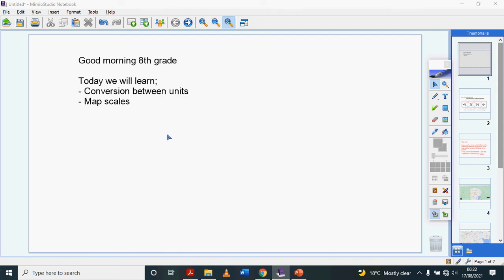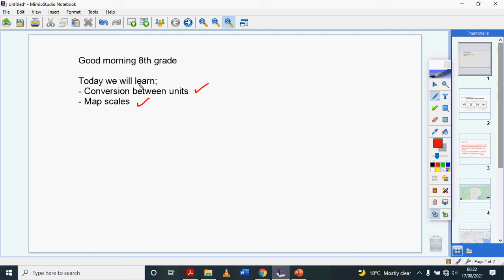Good morning, 8th grade. Today we'll talk a bit about conversion between units, and then we'll introduce map scales. Then we'll start using your textbooks, because you might be wondering, when do we start using the textbooks? Well, this is the chance. After today, we'll be using the textbooks, I promise.